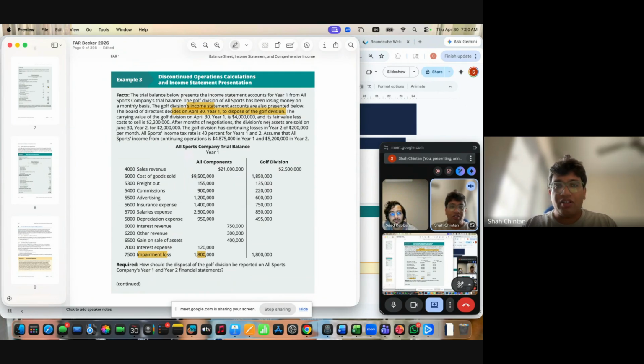After the negotiations, the net assets of the division are actually sold in year two for 2 million. That means in year two you actually sold out your golf division. When you sold it, the assets of 2.2 million were sold at 2 million. That means there is a further loss of 200K on sale. The golf division's loss in the second year is 200K per month. So they operated for 6 months, January to June. Per month they have a loss of 200K. So total loss was 1.2 million.